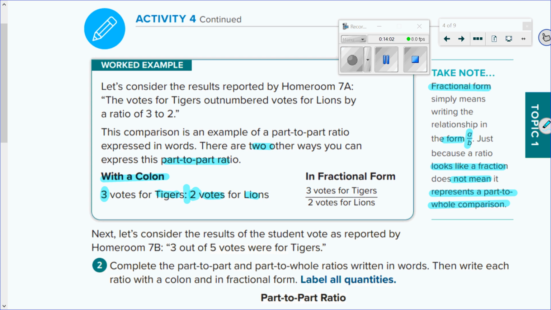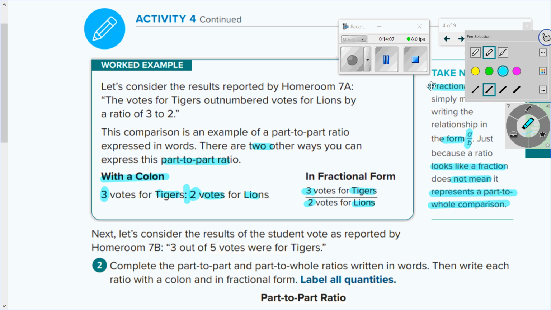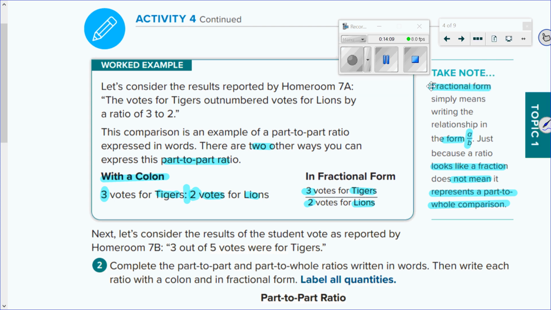In fractional form, we have the number and label, number and label. Here's what I need you to take note on. Whatever comes first in the colon goes on top. That's my numerator. Whatever comes second goes on the bottom. This is my denominator. Another huge piece in ratios is order matters. Whatever is said first in English.